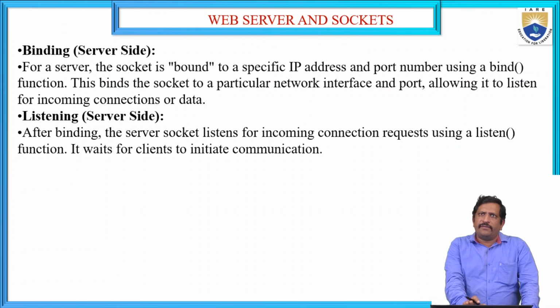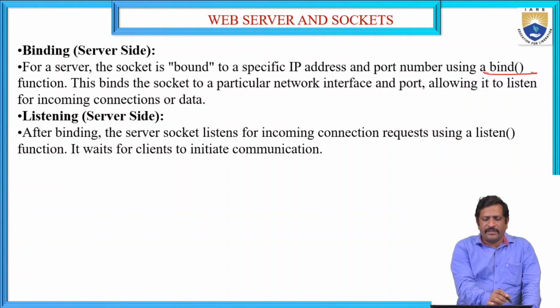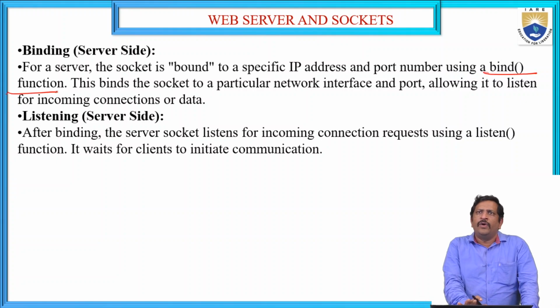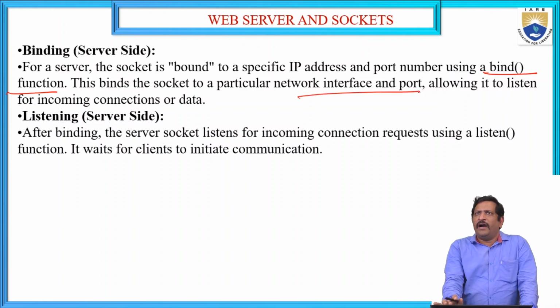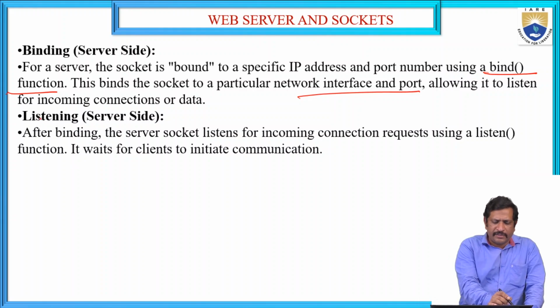Binding encompasses the IP address and port number of a particular device. The bind function binds the IP address and port number, and with its help we can identify the destination device. This binds the socket to a particular network interface and port number, allowing it to listen for incoming connections or data.